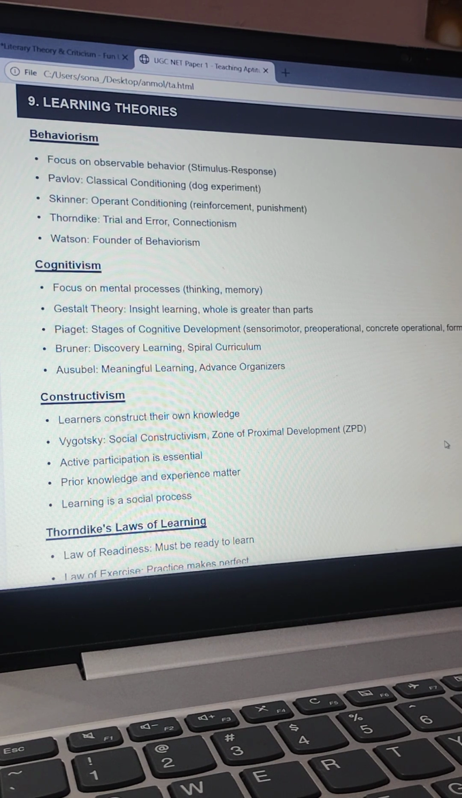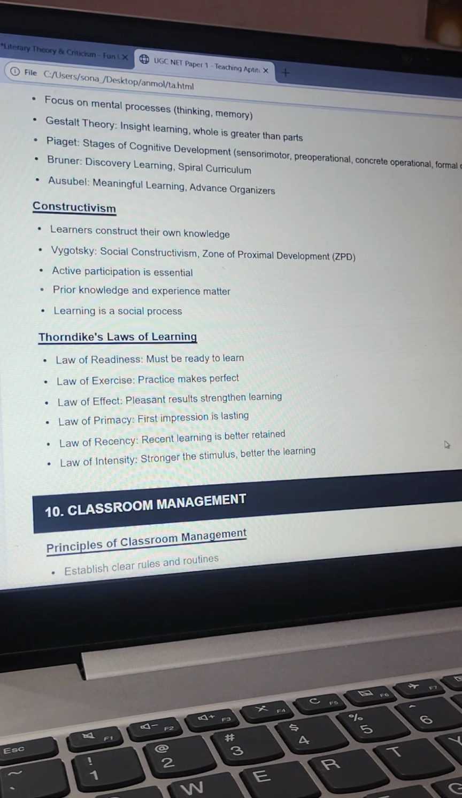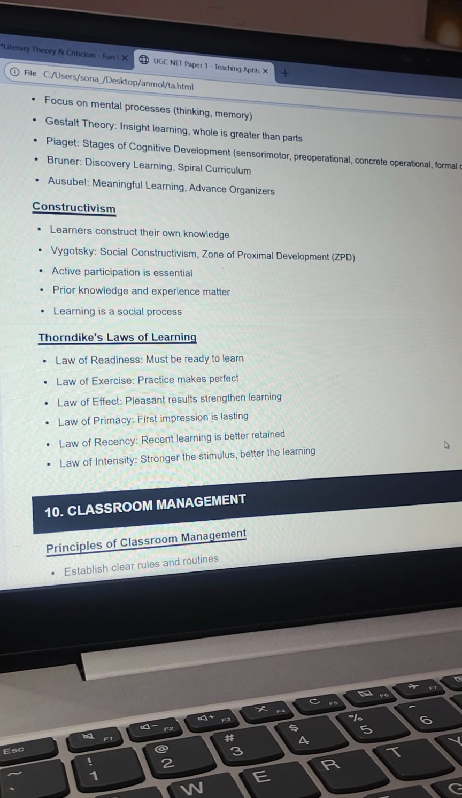Then we have Thorndike's laws of learning. Law of readiness: a learner must be ready to learn. Law of exercise: practice makes perfect. Law of effect: pleasant results strengthen learning. Law of primacy: first impression is lasting. Recency: recent learning is better retained. Intensity: the stronger the stimulus, the better the learning.